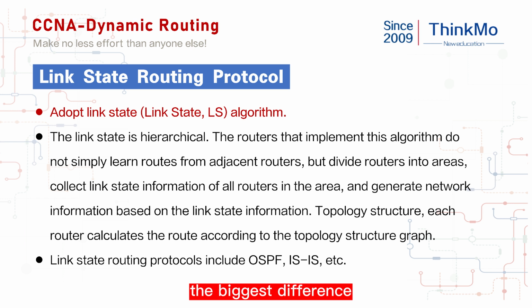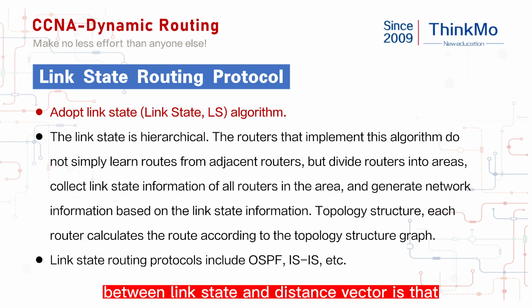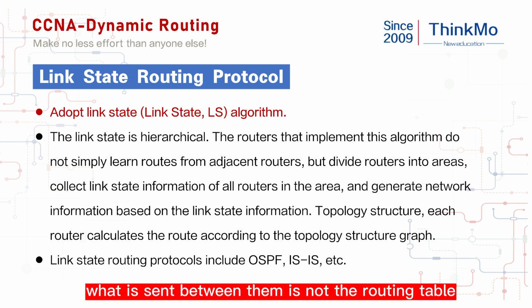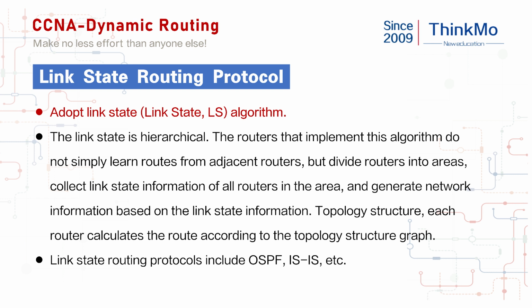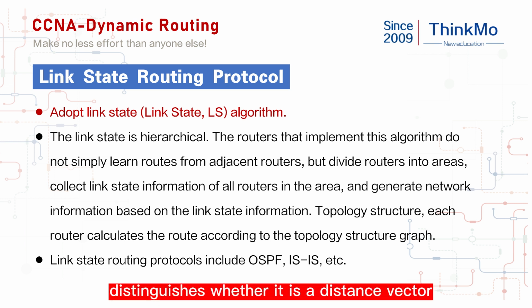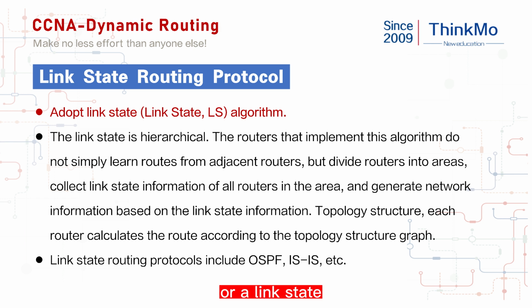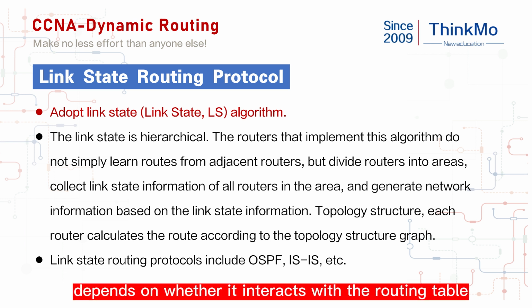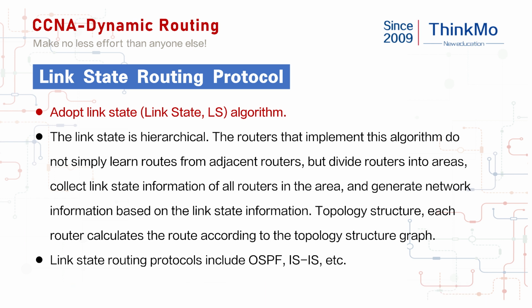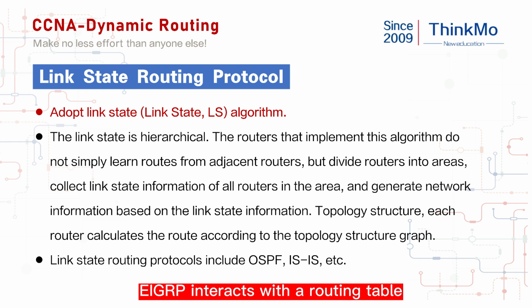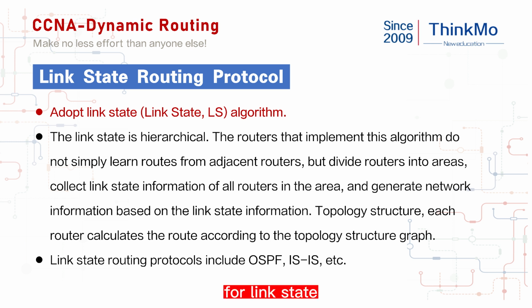The biggest difference between link state and distance vector is that what is sent between them is not the routing table. Instead, link state is sent. This is what I told you: what distinguishes whether it is a distance vector or a link state depends on whether it interacts with the routing table. EIGRP interacts with a routing table, so it's a distance vector routing protocol. For link state, let me just expand it for you.